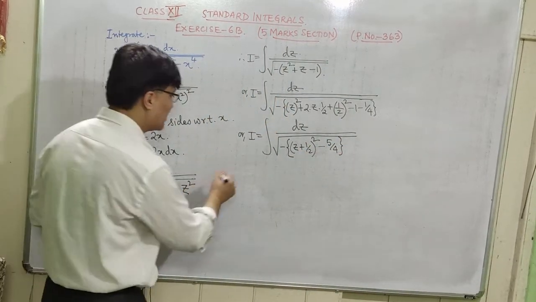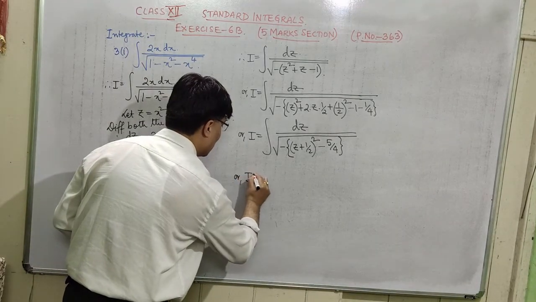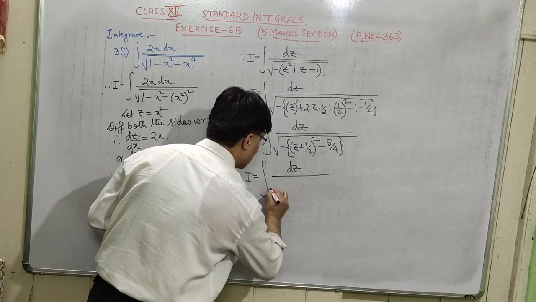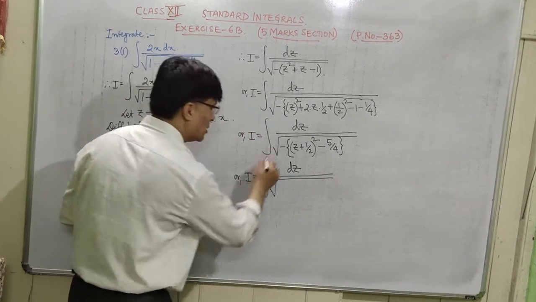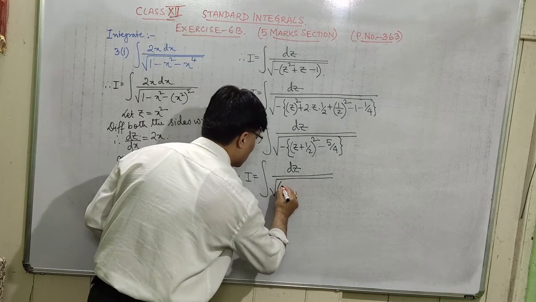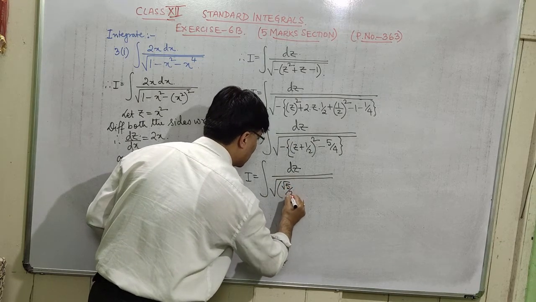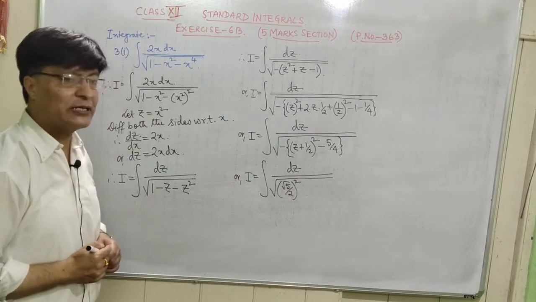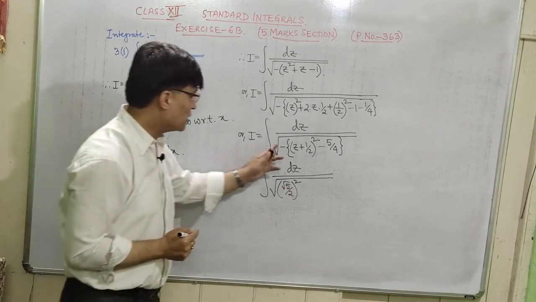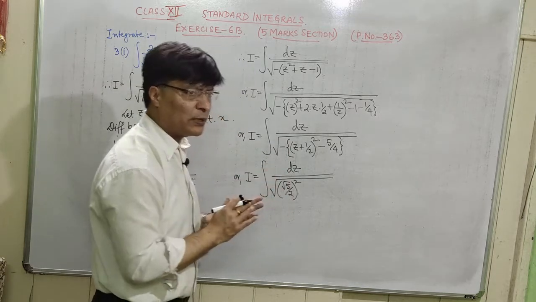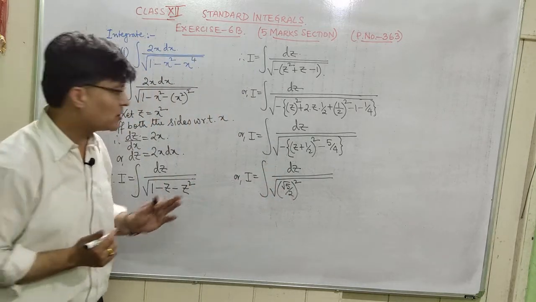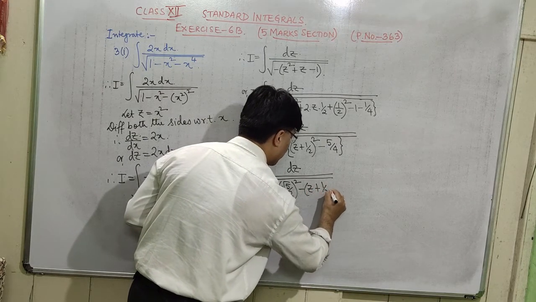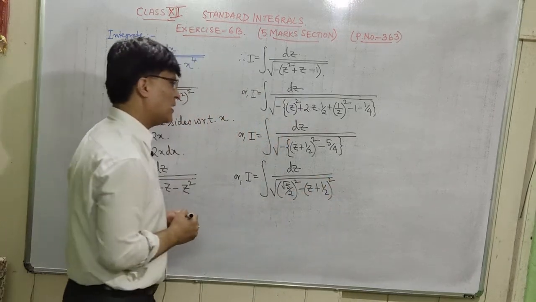Now let us multiply by the minus sign here. I is equal to integration of dz divided by within square root, minus into minus plus. This 5/4 can be written in terms of whole square, that is your a whole square. Here it is root over 5/2 whole square. Okay. So this is minus into minus plus. So the positive term is written first, then minus. So it is z plus half whole square.